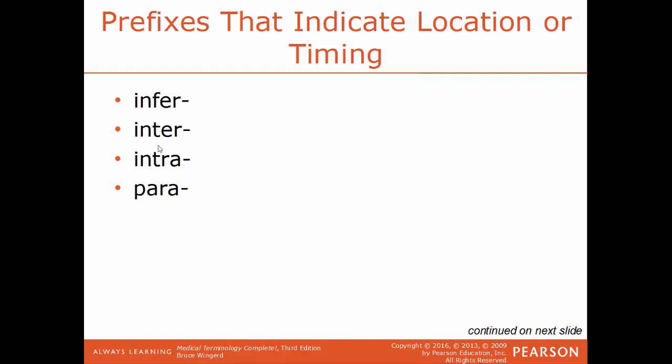Inter and intra. Inter means between. So think of an interstate highway. That's a highway that goes between states. So fluid that is intercellular is found between cells. Now compare that to intra. Intra means within. So fluid that is intracellular is found within a cell, inside a cell. So inter, between, intra, within.